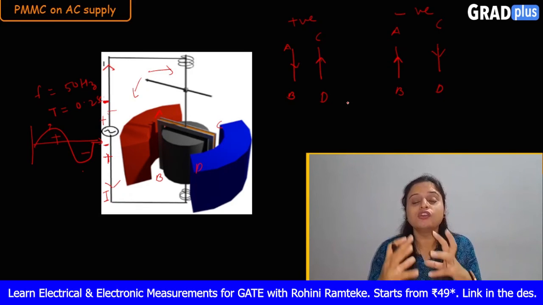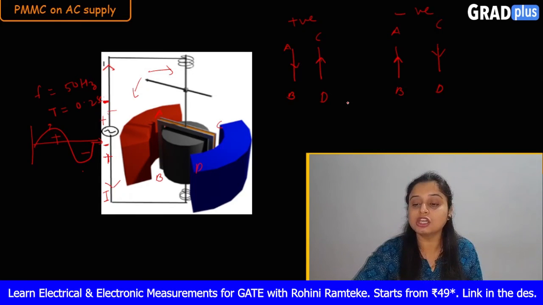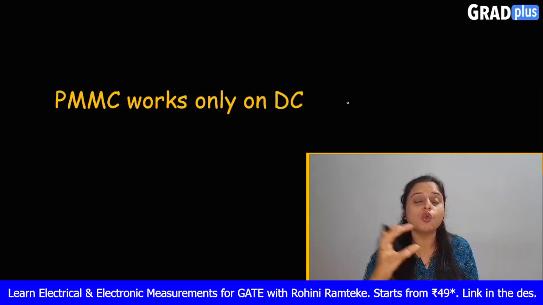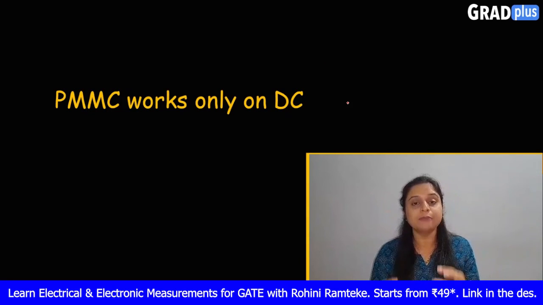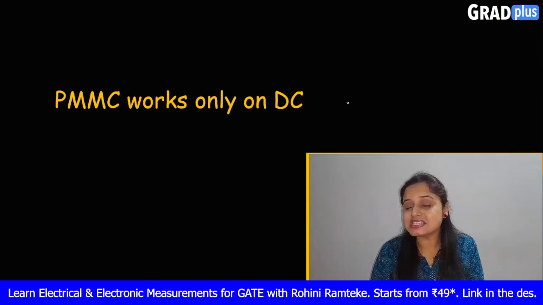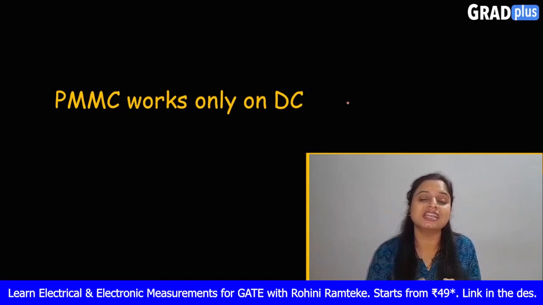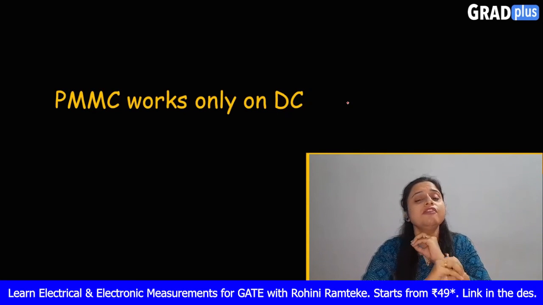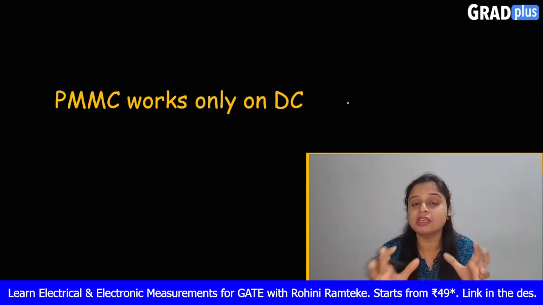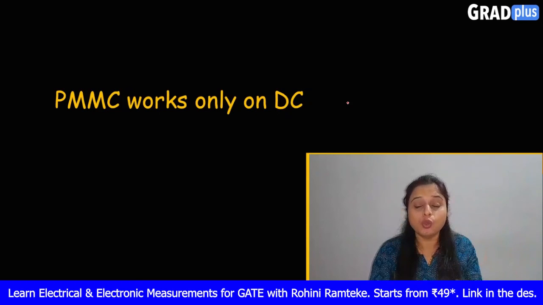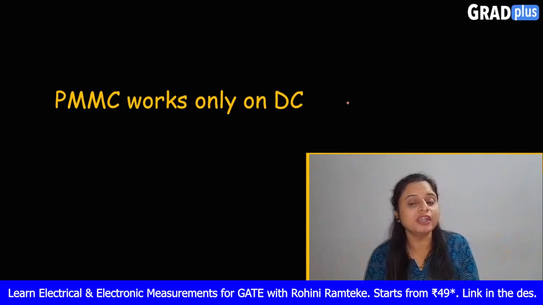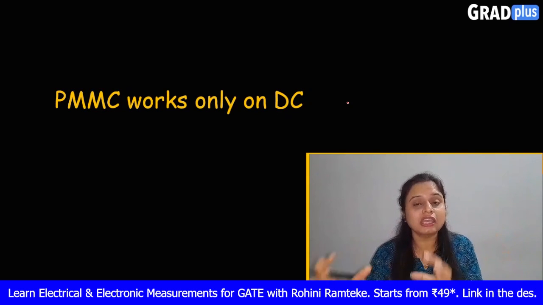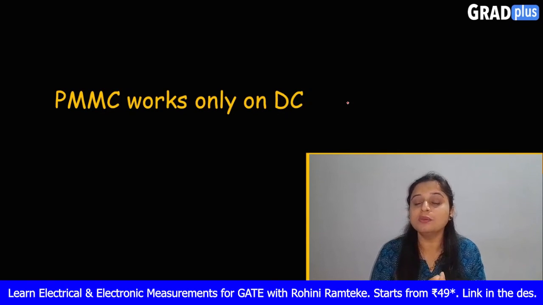Therefore from all these things we can conclude that this PMMC only works on the DC supply, not on the AC supply, because when we give the AC supply here, the pointer only oscillates at the zero position and it will never show any reading. So always remember that this permanent magnet moving coil instrument only works when we give the DC supply. Only then the pointer shows some value.